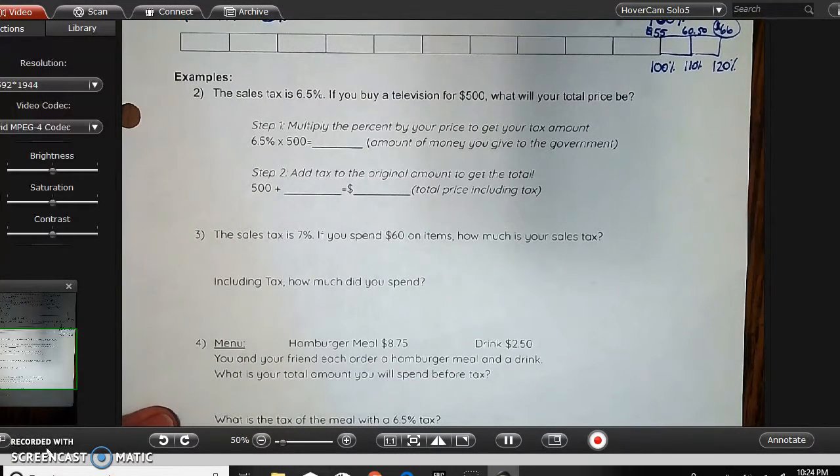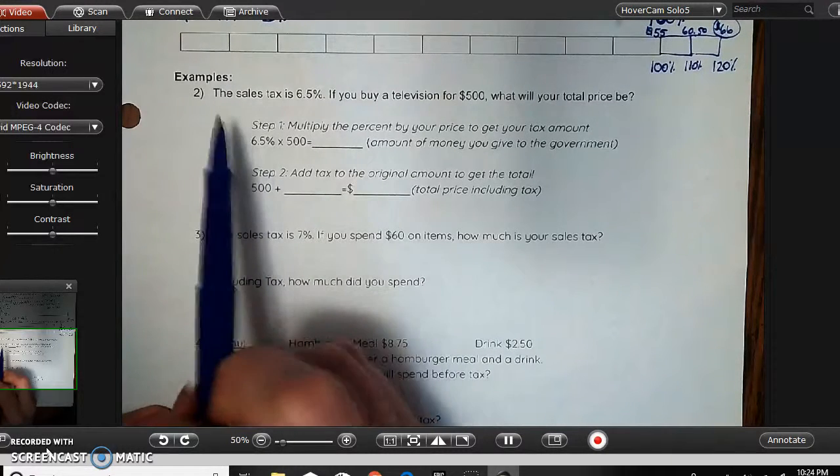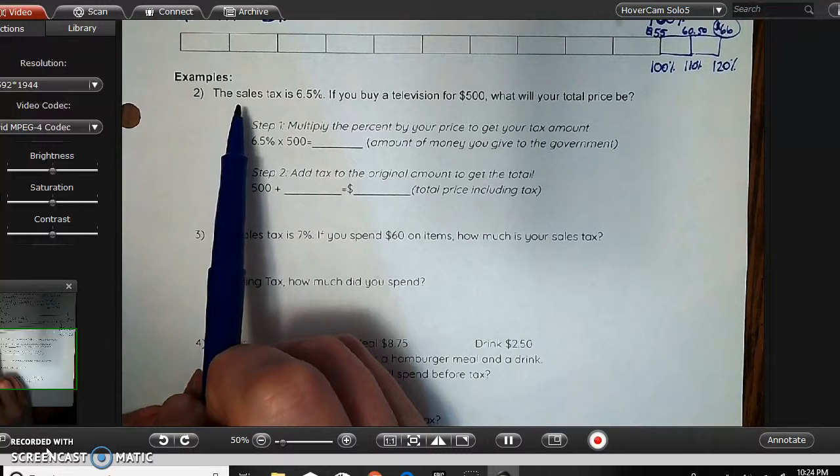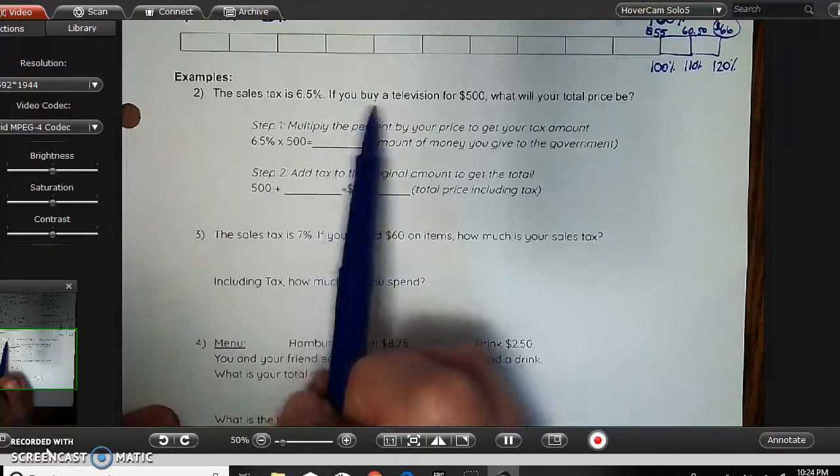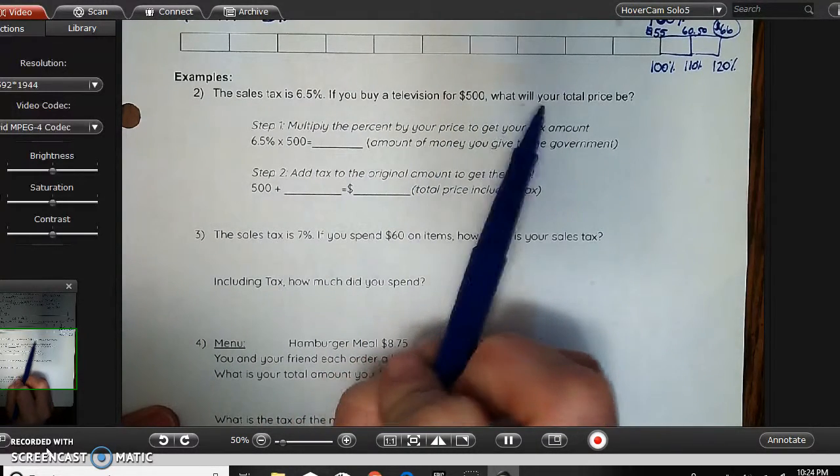And if you can't find one that works for you, if none of them are making sense, that's when you need to come see me and we'll sit down and we'll figure something out, because there are lots of other ways to explain these. So our next example down here, it says the sales tax is 6.5%. If you buy a television for $500, what will your total price be?